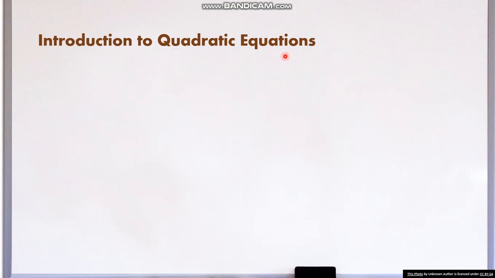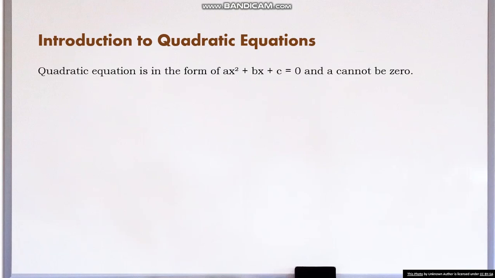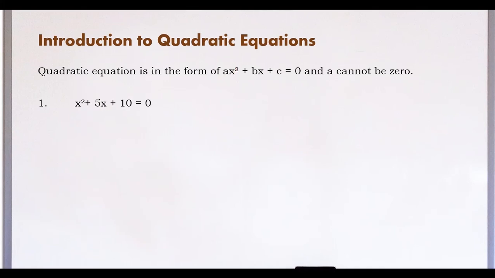Introduction to quadratic equations. A quadratic equation is in the form of ax squared plus bx plus c equals 0, and a cannot be 0, since if the value of a becomes 0, your equation is not a quadratic equation, but it will become a linear equation. I have here some examples of quadratic equations.